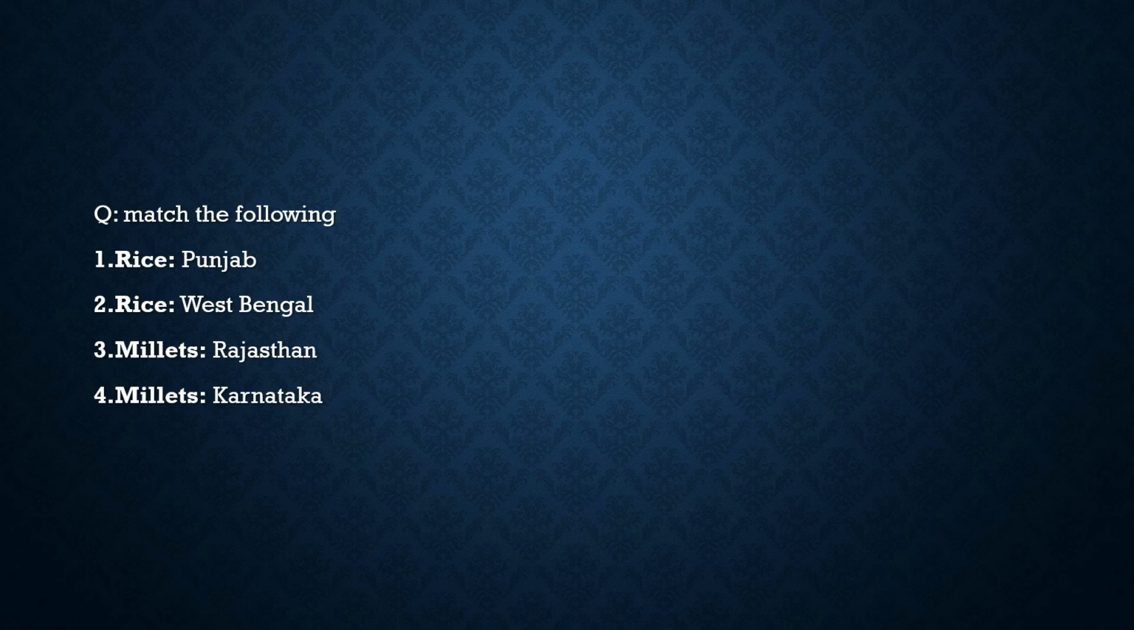Rice is mostly found in Punjab and West Bengal, and millets are mostly found in Rajasthan and Karnataka. So this is the correct match for both the crops. With this, we complete today's discussion with respect to the current affairs questions.